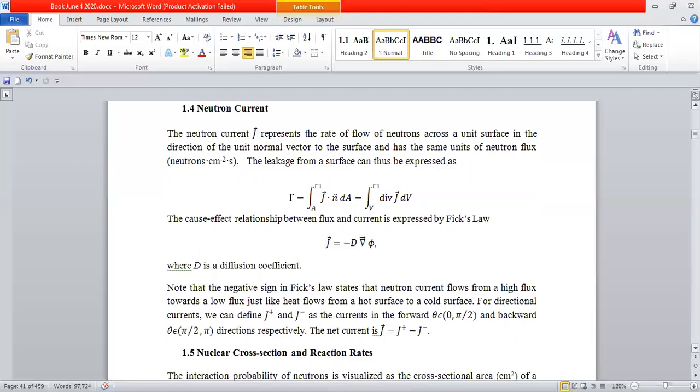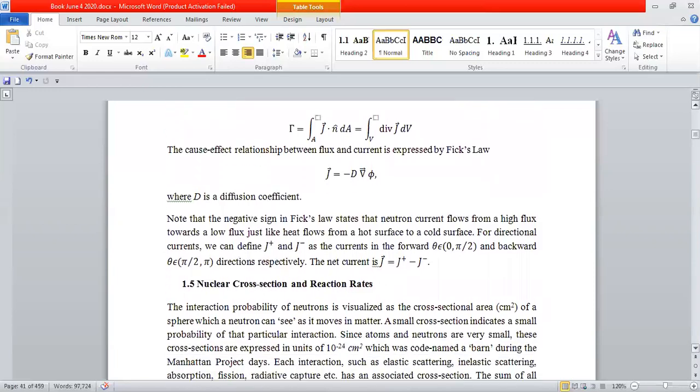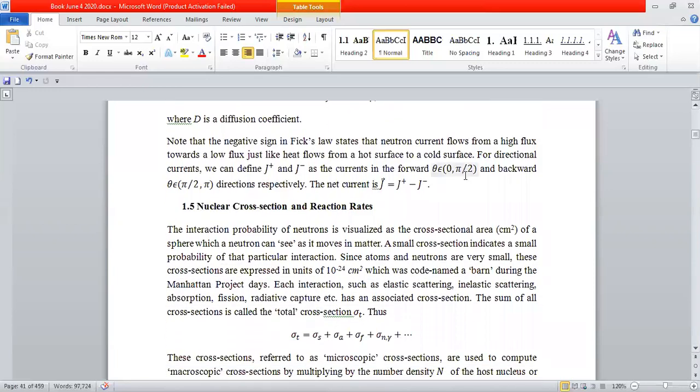So if you define forward and backward angles, so if you say that something going between 0 and 90 degrees, scattering forward is going towards the right, and between 90 and 180 degrees is going towards the left, so it's going backwards, so J minus.